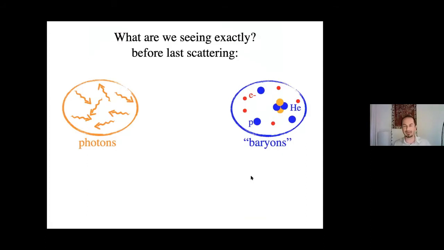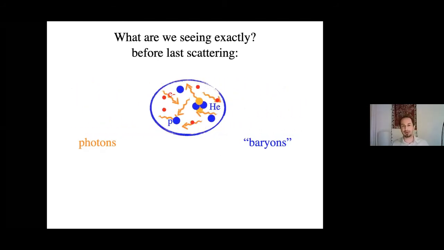So what are we seeing exactly in this surface of last scattering? Before this critical time of about 400,000 years, photons and baryons are tightly coupled through Thomson scattering. So photons scatter a lot, they have a very short mean free path. Because they move at the speed of light, they have a very large pressure. Their pressure is basically c over 3 times their density.